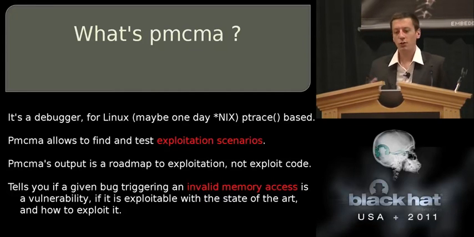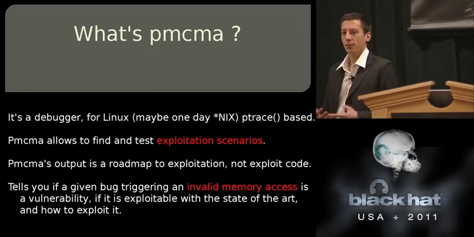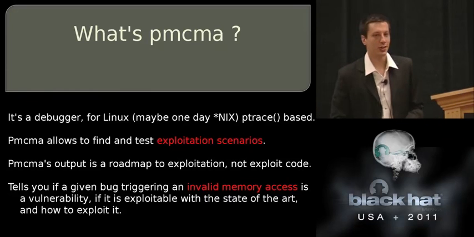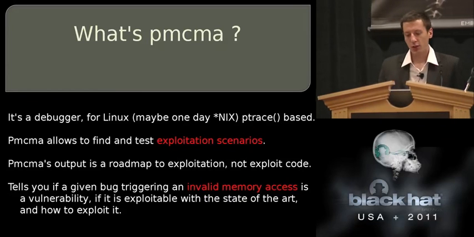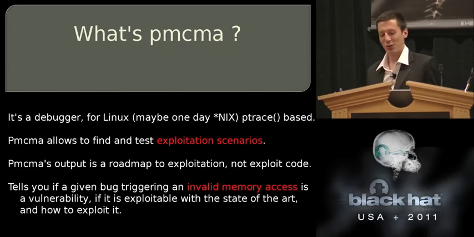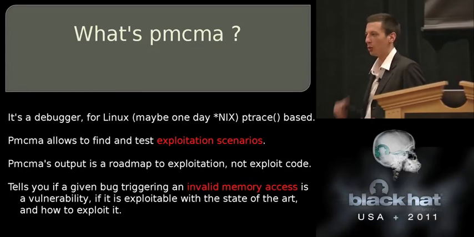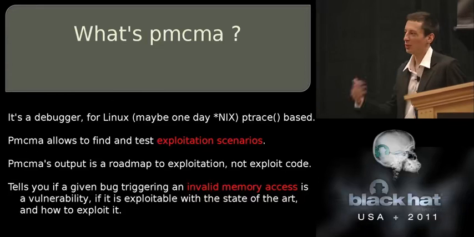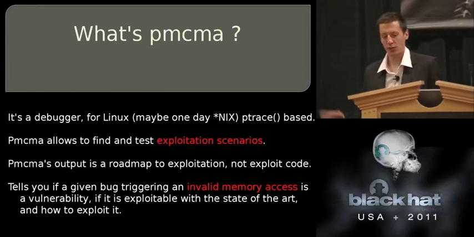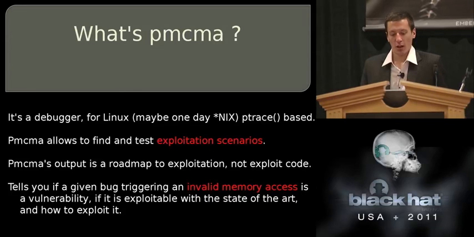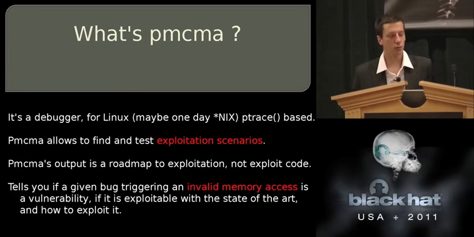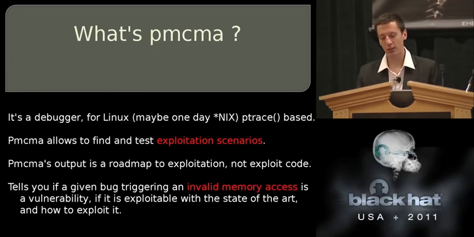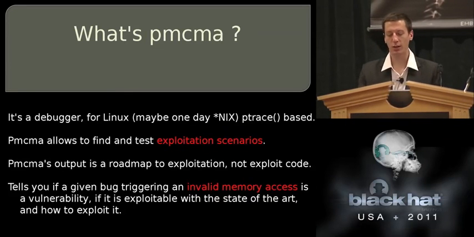All right, so what does this debugger do? It allows you to test exploitation scenarios and experiment with a given process. The output, until 3 days ago, was just a roadmap to exploitation and not a proper exploit. We'll see how we can simulate a proper exploit. It focuses mostly on invalid memory access, so we start by defining exactly what I mean by that.